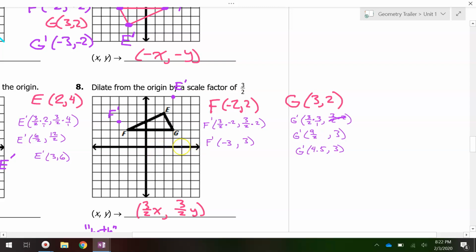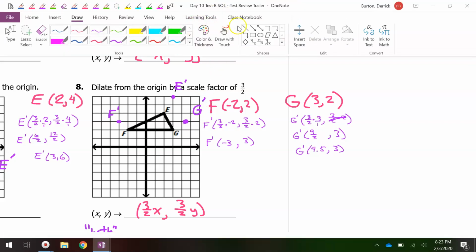Okay, so let's see, 4.5 comma 3 is going to be right here. And that's it. So that'll be G prime. And now let's just connect those lines.